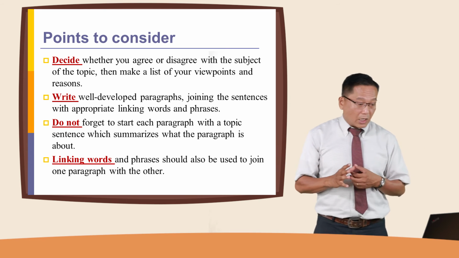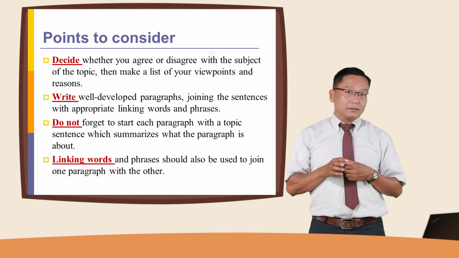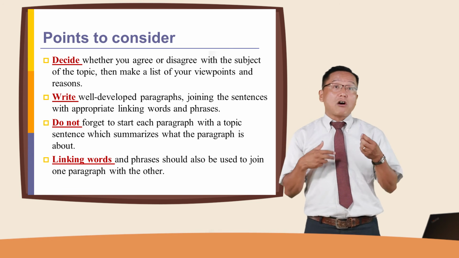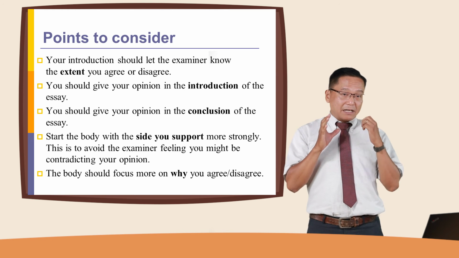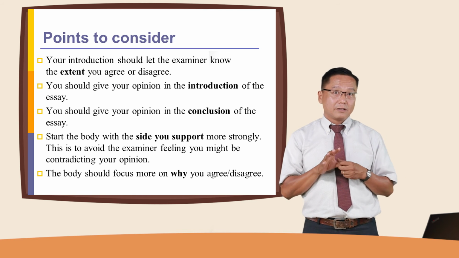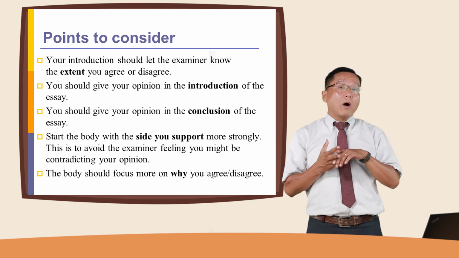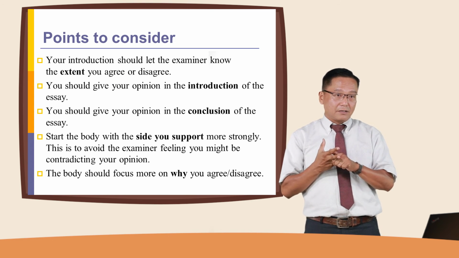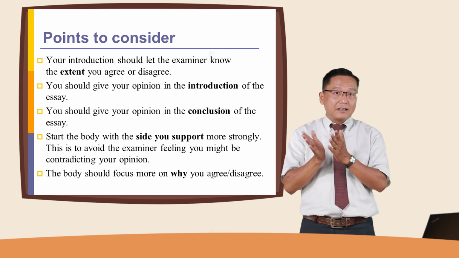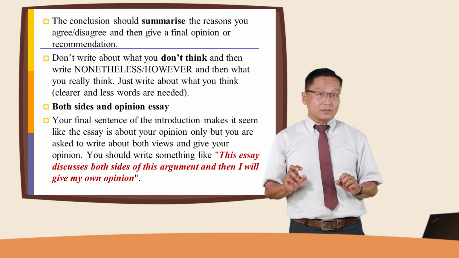Try to start the body paragraph with something that you support strongly, to avoid the examiner thinking that you might be contradicting your opinion. So my suggestion is that you begin the body paragraph by saying strongly what you agree with in the topic, and in the rest of the body paragraph say why or why not you agree or disagree. Don't mislead yourself into other parts or other sides of the topic. Just focus on the two things: why you agree or why you disagree with the topic.